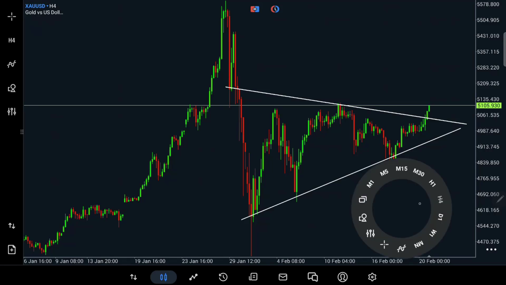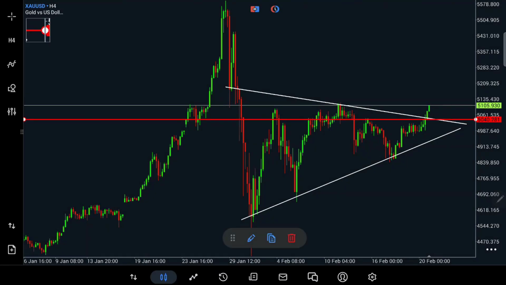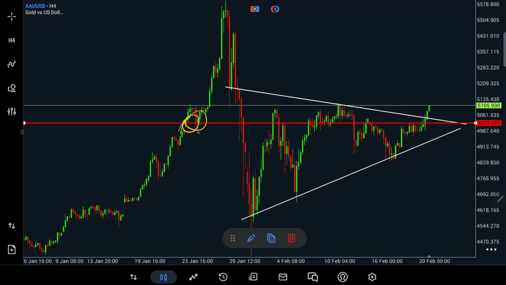Let's analyze that. If I want to find a support or resistance zone around that particular area, you may see there is a support area. That area was the weekly starting point, and there you can see the market touched that area twice and went up or down.